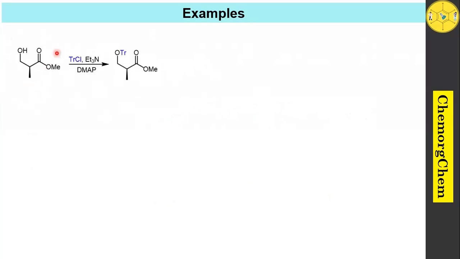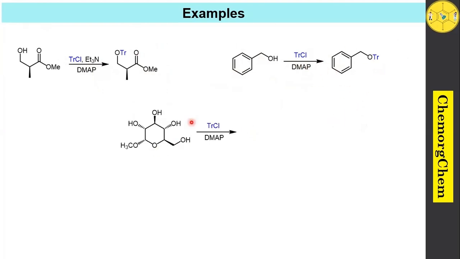Here you see when you take this alcohol and react with trityl chloride under triethylamine and DMAP conditions, it readily produces this corresponding product. This is another example: when you take benzyl alcohol and trityl chloride in the presence of DMAP, it readily produces this corresponding tritylated product. This is another example. Now you look, here you see one primary alcohol unit as well as three secondary alcohols. However, our trityl chloride selectively reacts with this primary alcohol to produce this corresponding product.